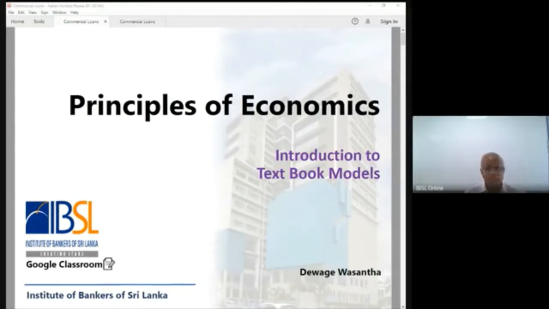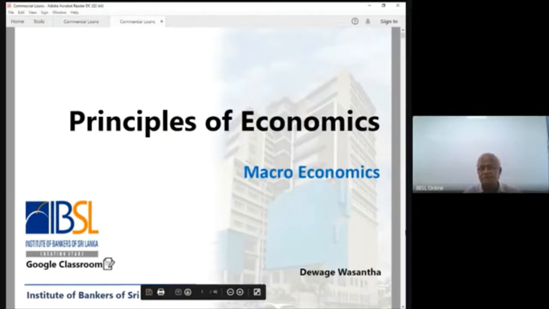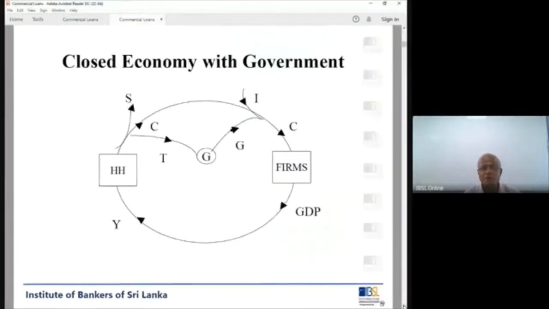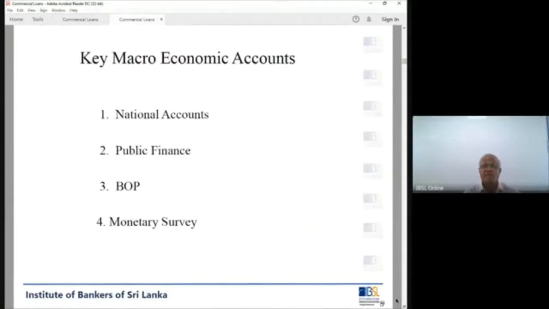Right. Today we are going to discuss. Last week we discussed macroeconomics. This introduction is important. First, we discuss the key macroeconomic accounts. This was one of the questions in the 2021 paper. Explain at least 4 indicators which were widely used in macroeconomic analysis. 4 economic indicators which are widely used in macroeconomic analysis.